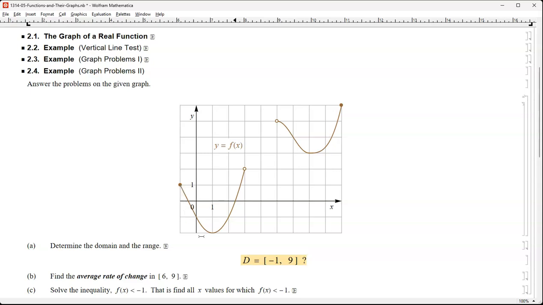-1 to 1 to 3, and this one is emptied out. And then union, and then let's see, restart at 5, but this one is emptied out as well, so 5, and then going all the way to 9. That's the domain. See that?